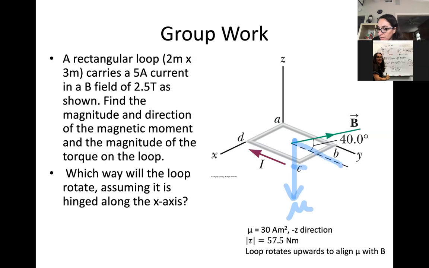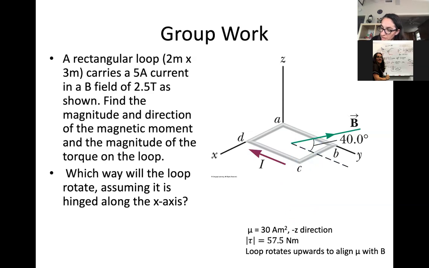the 90 degrees to get me to the y-axis, and then the 40 degrees above that, right? So that doesn't look good. Let me try that again.